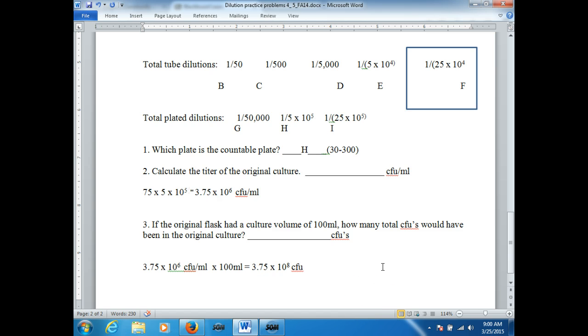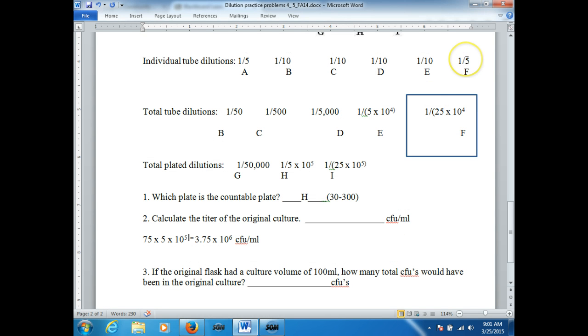On F, for the denominator, 5 times 10 to the 4th. No, it's to the 4th, right? Because I didn't multiply by 10, I multiplied by 5. 5 times 5 is 25. So the exponent doesn't get changed here. You understand? Cool.